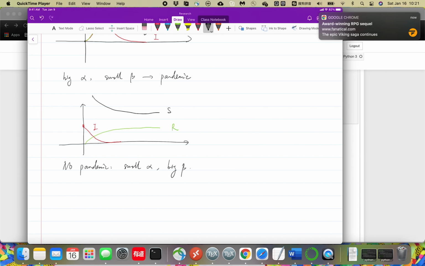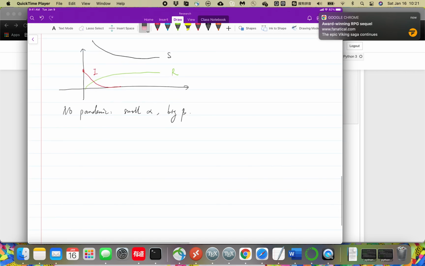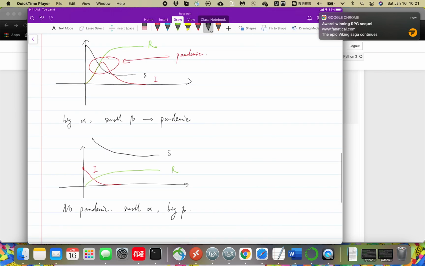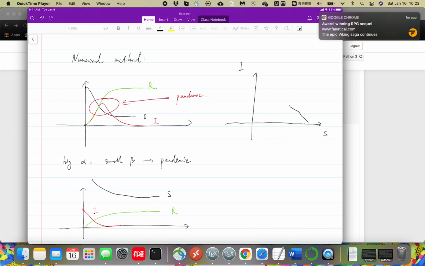And from here, you can see it's actually relative, right? So what you need is probably some number like the ratio between alpha and beta, or beta over alpha, whichever way you want to do it. Okay, so that's what we had from the graph. Now let's look at the phase portrait. Roughly what you're going to have is something like this. S and I, we cannot do R because we only know how to do 2 dimensions.